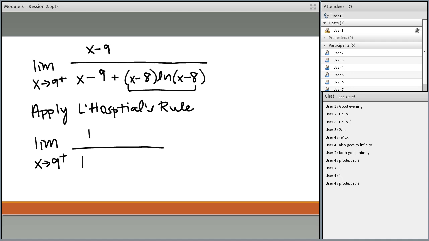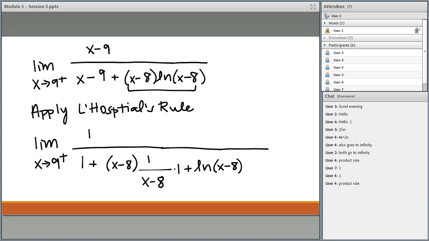Great. I'm going to have to use the product rule. So I have the first function, which is x minus 8, times the derivative of the second function, so 1 over x minus 8. And then the chain rule says the derivative of that, which is just 1, so I'll go ahead and write it. And then plus the second function, natural log x minus 8, times the derivative of the first, which is just 1.